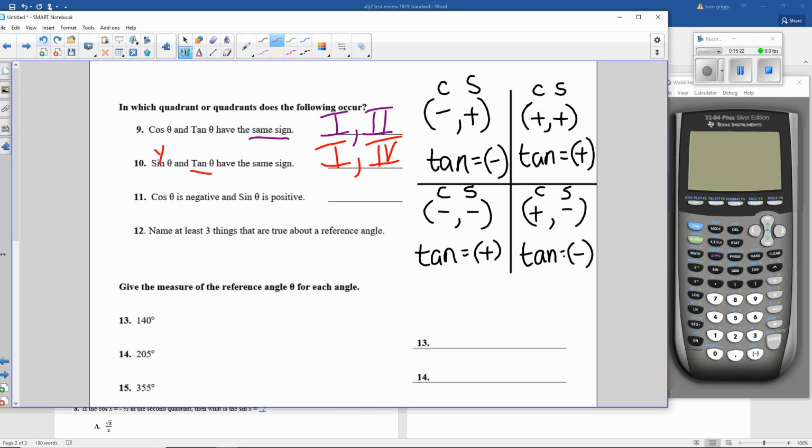Number 11, cosine is negative. So where is x negative and sine positive? So x is negative and y is positive in quadrant number 2.